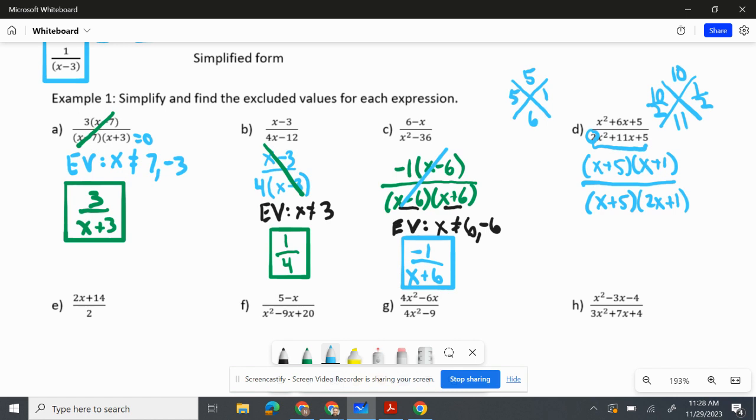Looking at this right here, when I state my excluded values, it's what gives me 0 in the denominator. So I'm looking at just my denominator. For the first one, it would be negative 5. And for the second one, it would be negative 1/2. Now, simplifying it, I see that the x plus 5's cancel. So I have an x plus 1 over a 2x plus 1.